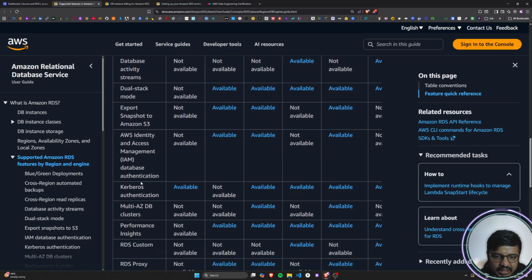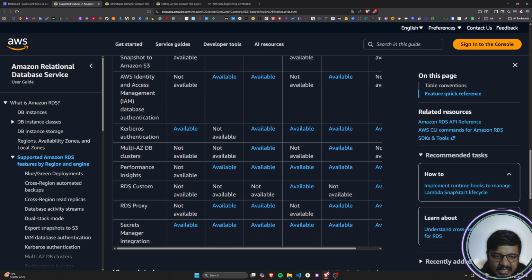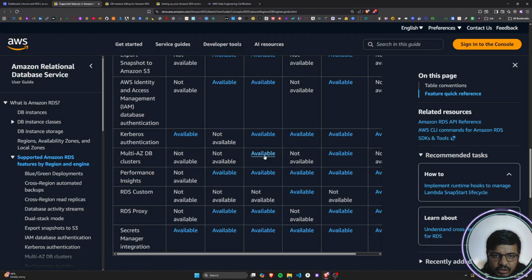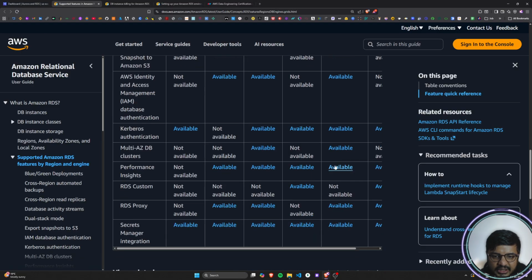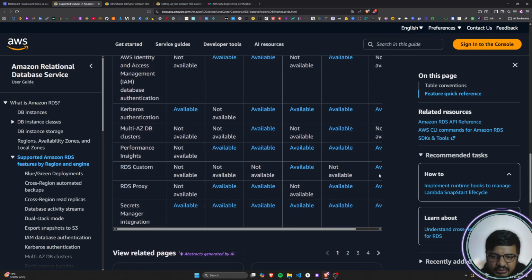Again, IAM database authentication, you can see the list. Kerberos authentication, you can see the list. Multi availability zone DB clusters, right? Again, it's only and only available for MySQL and PostgreSQL. Performance insights, apart from DB2, it's available for every engine. RDS custom is only and only available for Oracle and Microsoft SQL Server.